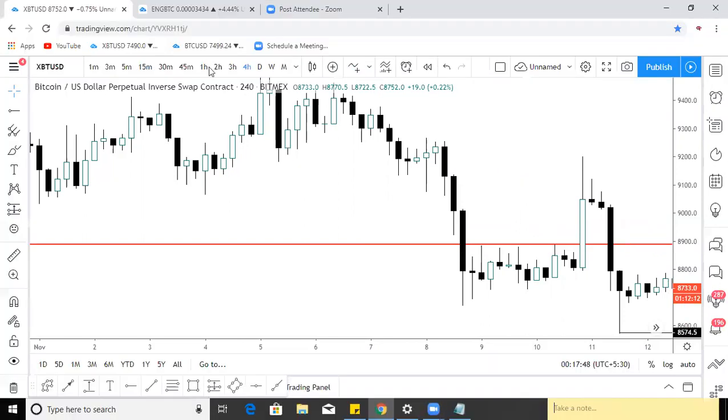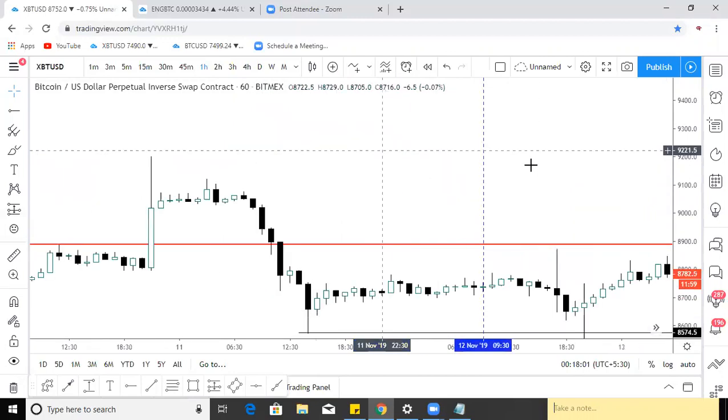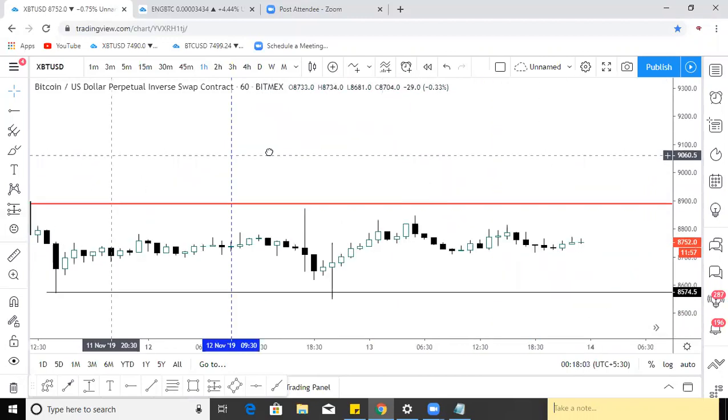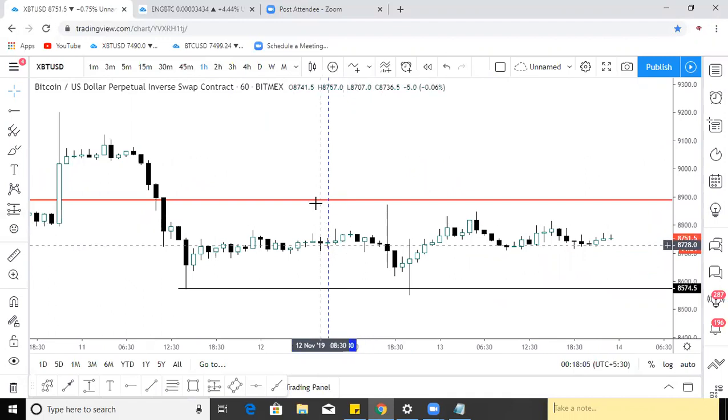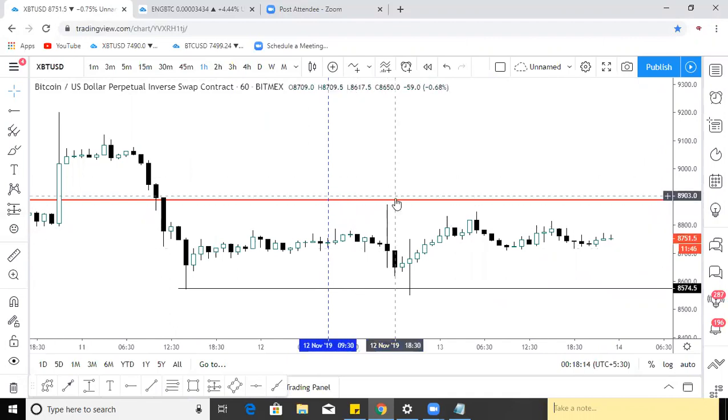Let me just put a vertical line. If I just move it to the 1 hour chart, here was the vertical line, right? So what happened after that? Price first made a small drop, and immediately went back to retest this level. When price was going to retest this level, and then immediately dropped back to the target.